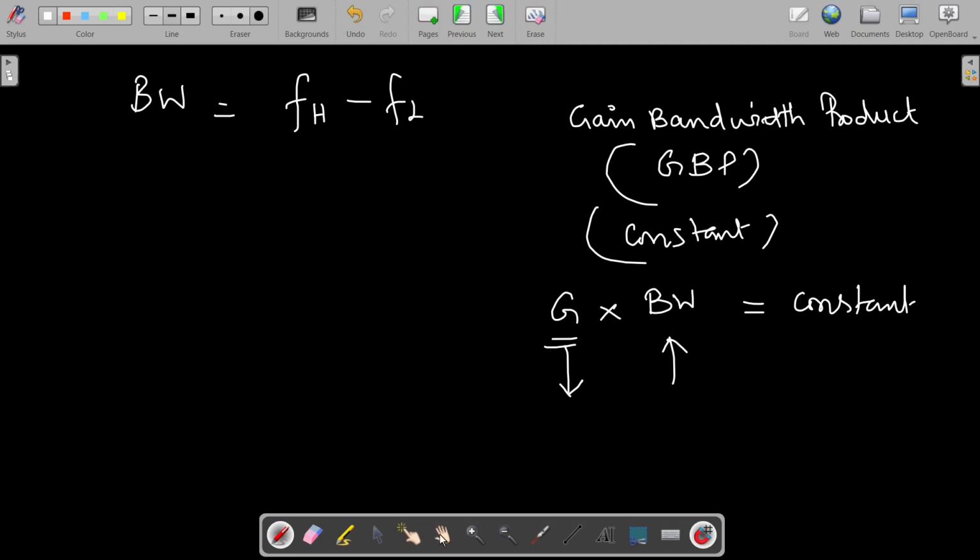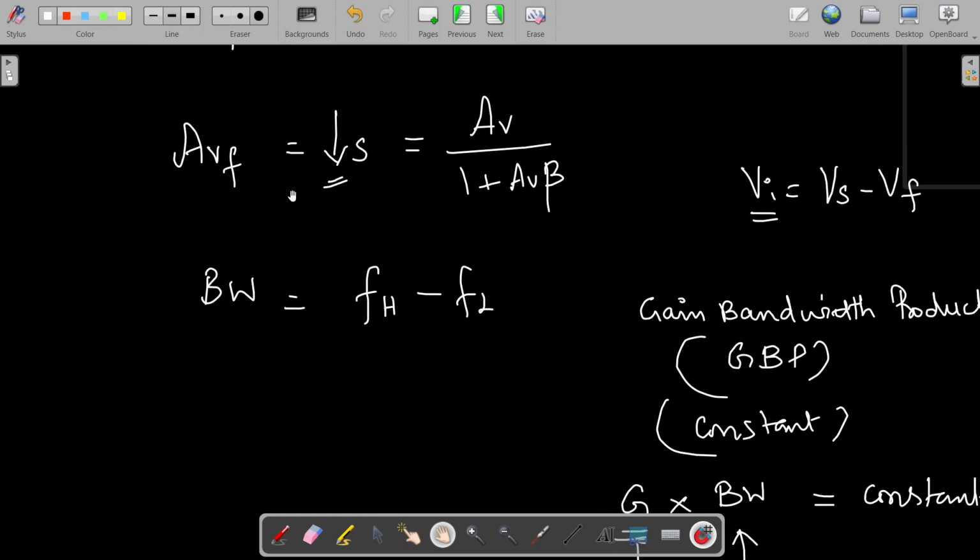I have already told you that because of negative feedback, the total circuit gain is reduced by a factor of 1 plus AV beta, that is, AV divided by 1 plus AV beta. This is your voltage gain with feedback, AVF. So it is getting reduced, then the bandwidth should get increased, right? So the bandwidth after feedback actually increases.